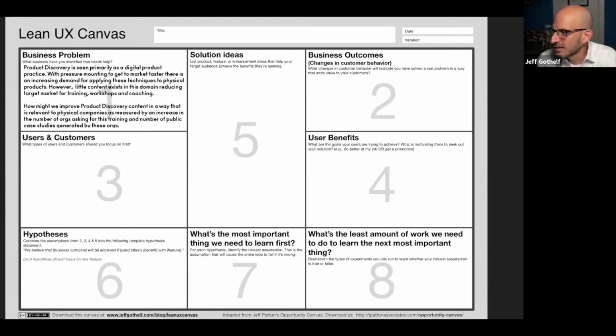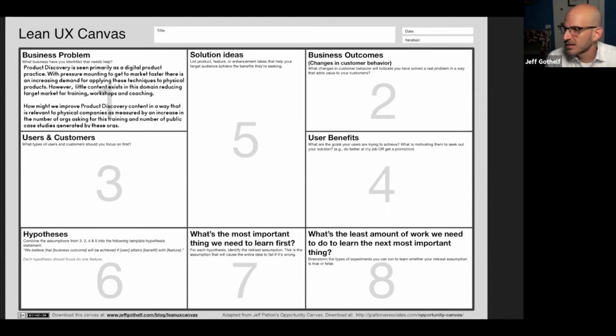Product discovery is seen primarily as a digital product practice, right? With pressure mounting to get to market faster, there's an increasing demand for applying these techniques to physical products, actual physical products. However, little content exists in this domain, reducing target market for training, workshops, and coaching. So the business problem I'm trying to solve is I teach this to digital product teams, but there are physical product teams, industrial manufacturing teams who could benefit from this, but we don't have a lot of content for them.